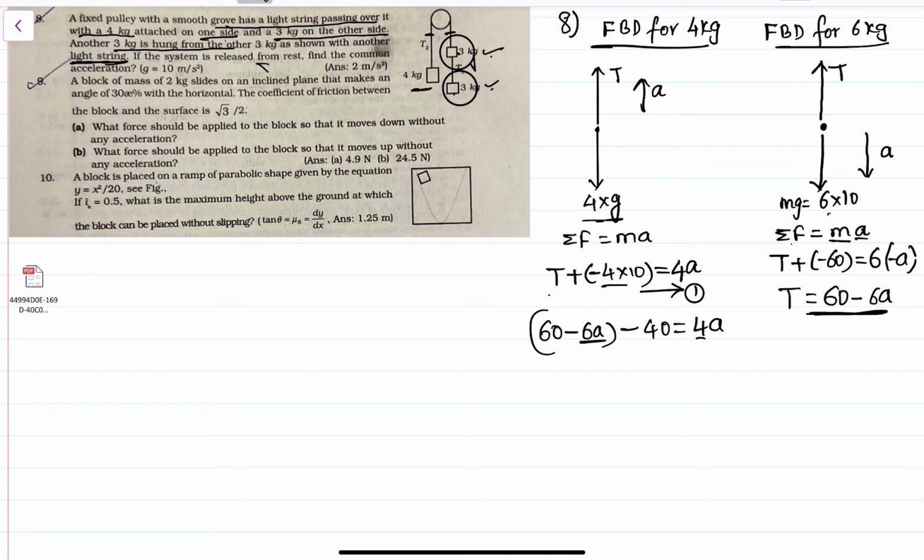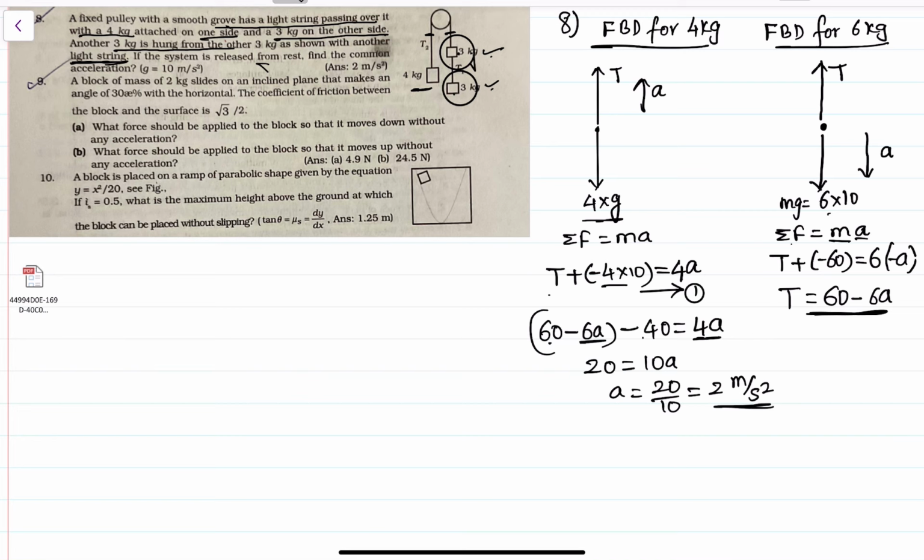Here the only unknown is a, and we can find it from this relation. That is 60 minus 40, which is 20, is equal to 6a plus 4a, which is 10a. Therefore, a is 20 by 10, which is equal to 2 meter per second square. This is the answer for the 8th one.